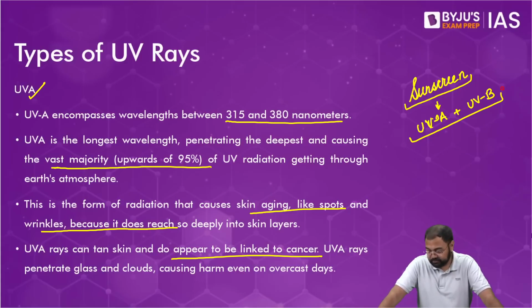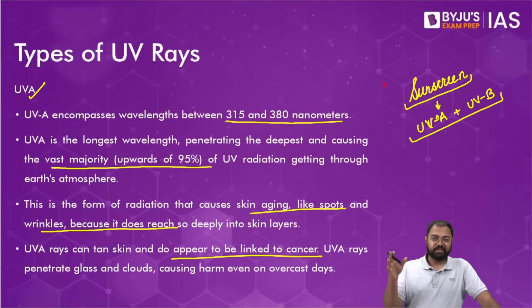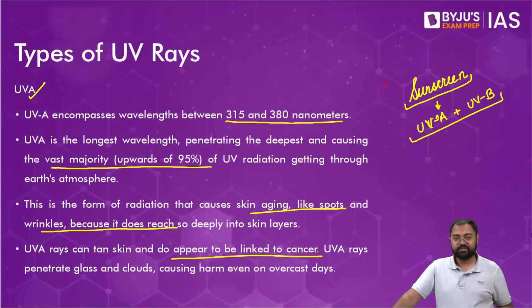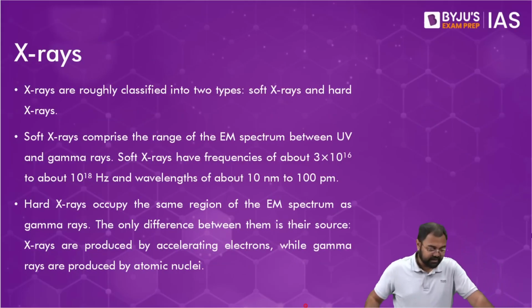So that's why all these things will be mentioned, and you will see that they'll say SPF, so sun protection factor is SPF. So SPF 40, 50, 60, etc. will be required if you have longer exposures and higher exposures to sunlight. So that is how we see that there are all these different types of ultraviolet light.